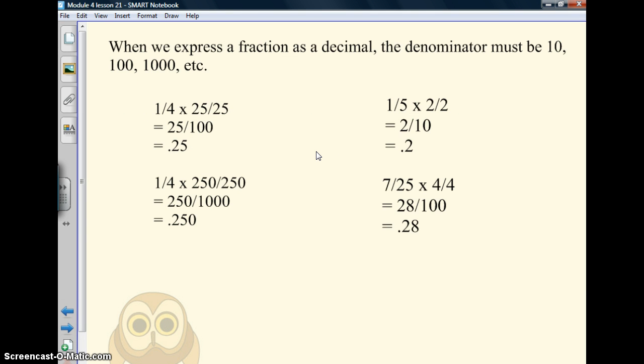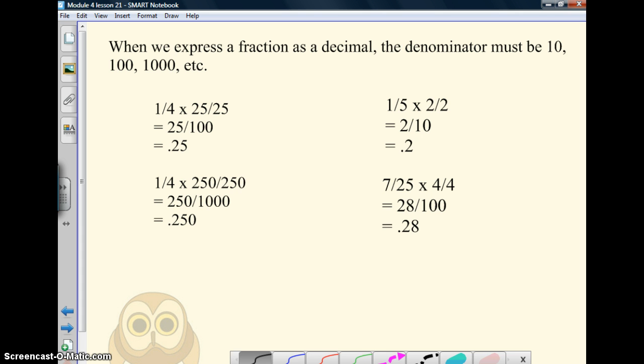Okay. So when we express a fraction as a decimal, the denominator must be 10, 100, 1000, whatever it is that it's a multiple of 10. You guys know this for a very long time that all decimals are based on multiples of 10. Okay, so we have tenths, hundredths, thousandths.